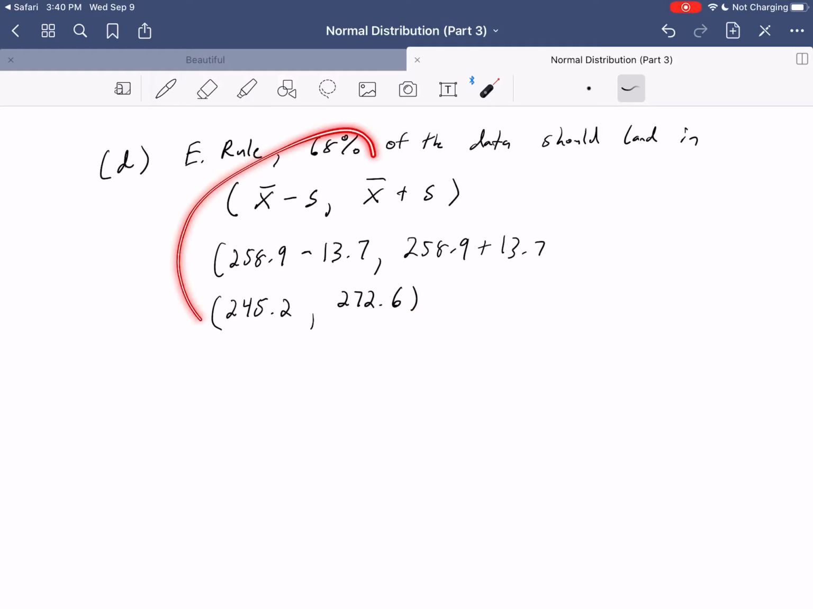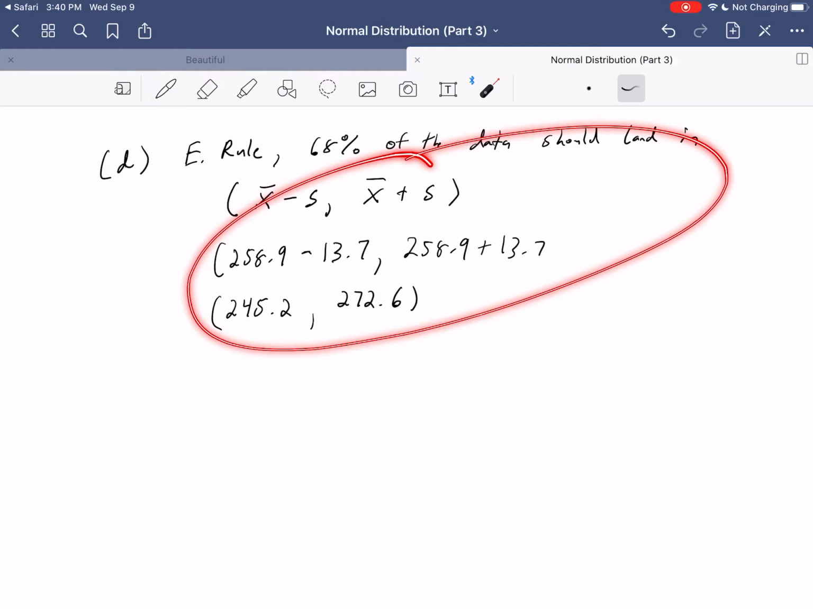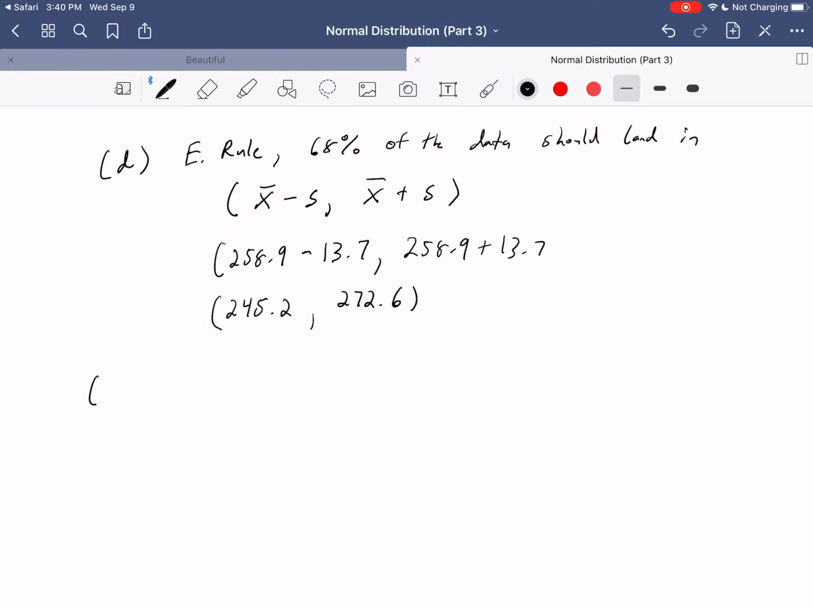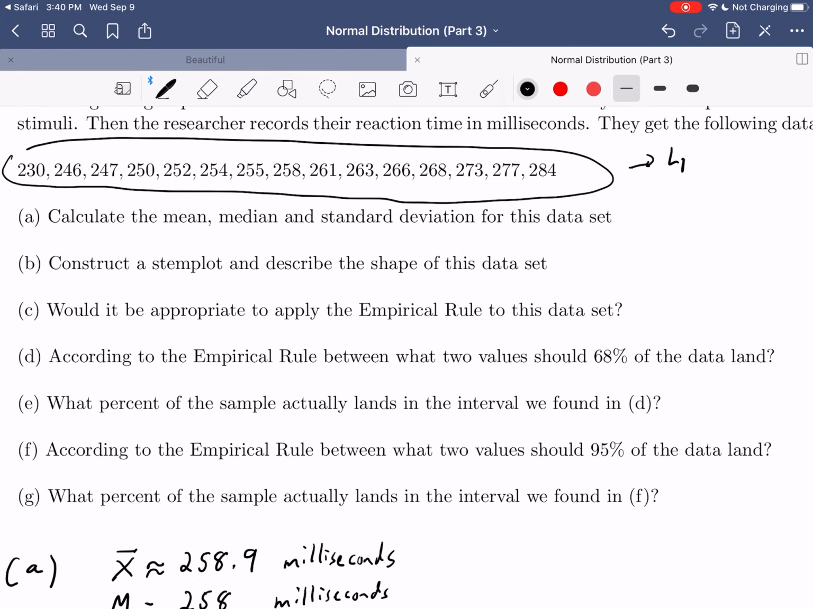Okay. Notice that this would be a prediction. It's a prediction according to this theoretical rule, the empirical rule. We confirmed that it's appropriate to use it because it's normally distributed, but this is just a prediction. All right, let's see how accurate the prediction actually is. So in part E, we're going to say what percent of our sample actually lands in this interval. In other words, what percentage of the sample is in this range that's supposed to catch 68%?